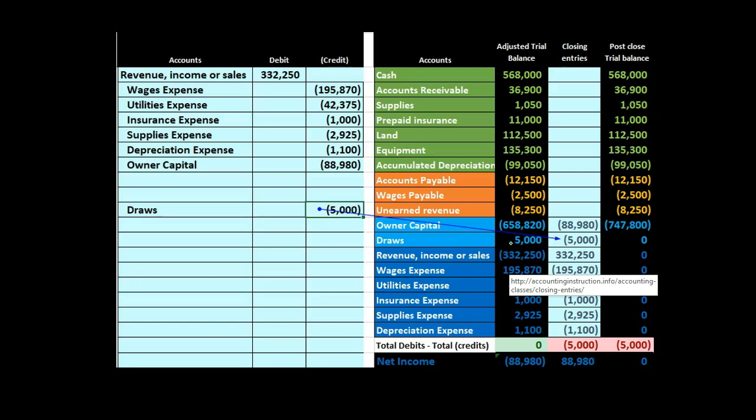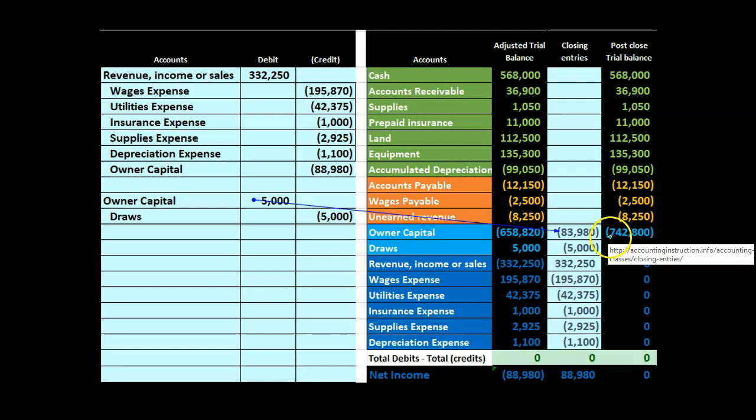So we've got this 5,000. We're going to do the opposite thing to it to make it go down, which is a credit. We don't have the other side yet, but if we just build this as we go, we're going to credit draws, bringing the account balance down. And then the other side is going to go to capital.